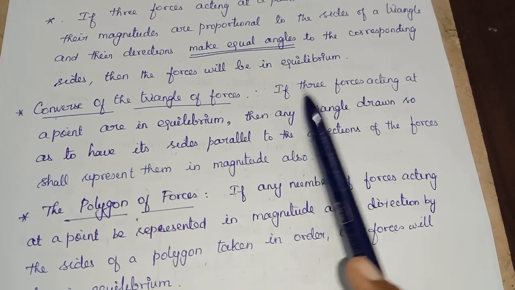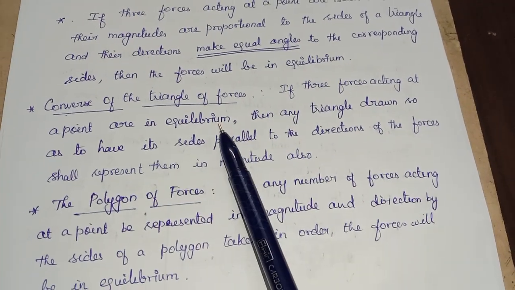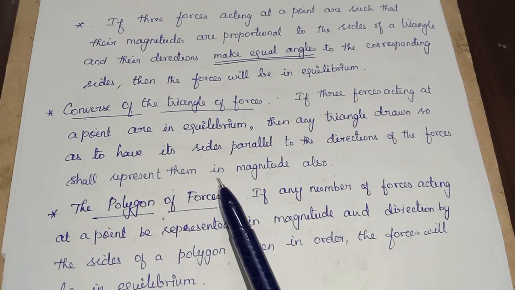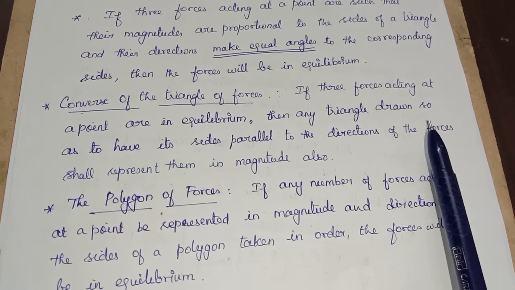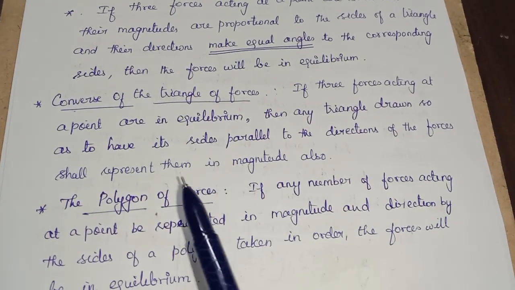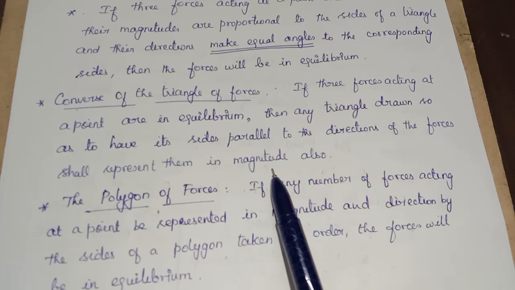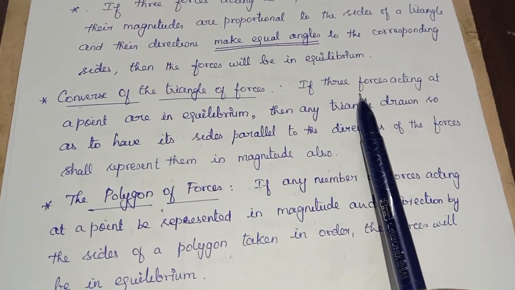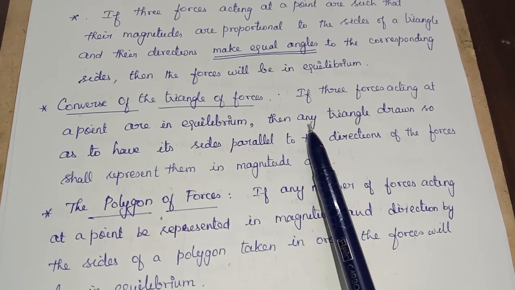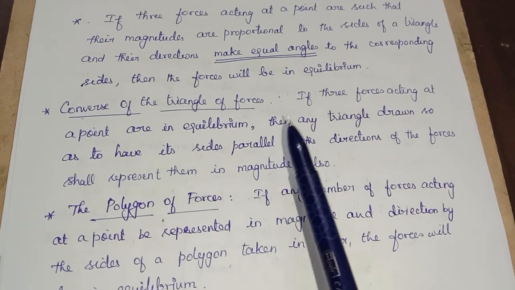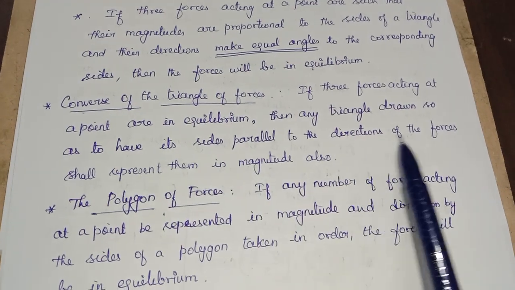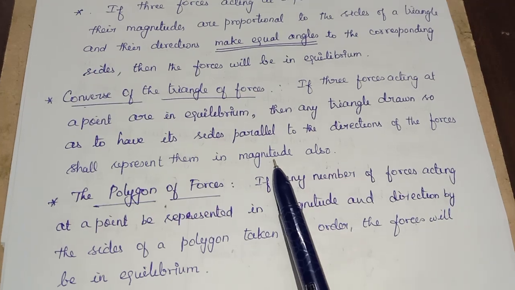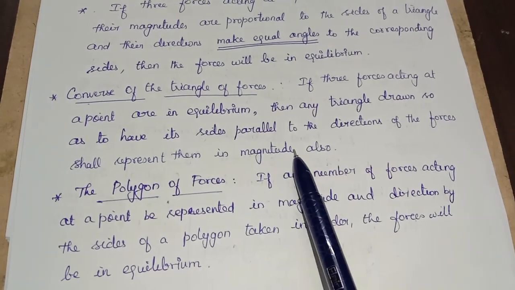Suppose three forces acting at a point are in equilibrium. Then if you draw a triangle so that its sides are parallel to the direction of the forces, the triangle will represent the forces in magnitude also, right? So what are my assumptions? The three forces acting at a point are in equilibrium. I am drawing one triangle, and the sides of the triangle are parallel to the direction of the forces. So what is my conclusion? The triangle will represent them in magnitude also. Okay, so this is the converse of triangle of forces.